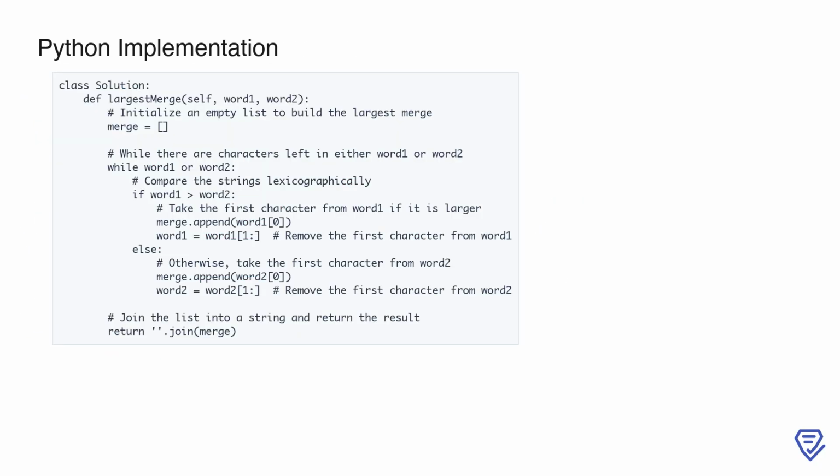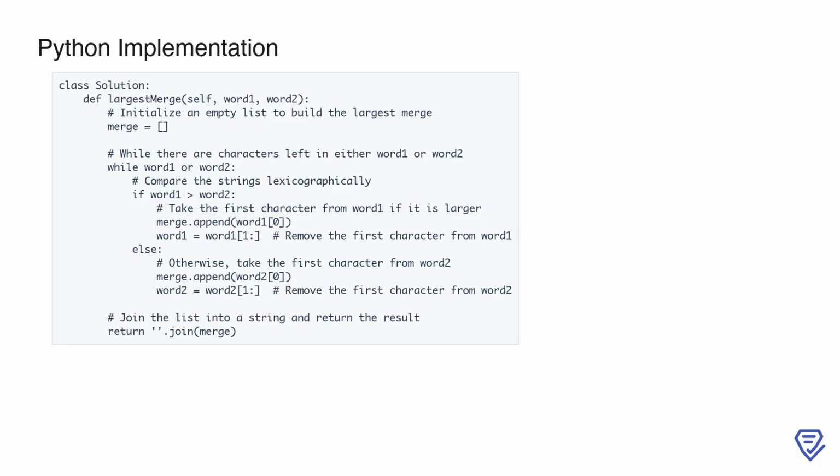This Python implementation solves the LeetCode problem largest merge of two strings using a greedy algorithm. The function largest merge takes two input strings, word1 and word2, and constructs the lexicographically largest merge by interleaving characters from both strings while maintaining their relative order. The algorithm initializes an empty list merge to store the resulting characters as they are selected.